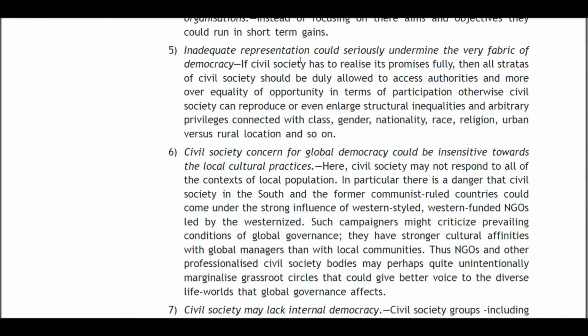Fifth, inadequate representation could seriously undermine the very fabric of democracy. If civil society is to realize its promises fully, then all the strata of civil society should be duly allowed to access authorities and, moreover, have equality of opportunity in terms of participation. Otherwise, civil society can reproduce or even enlarge structural inequalities and arbitrary privileges connected with class, gender, nationality, race, religion, urban versus rural location, and so on.